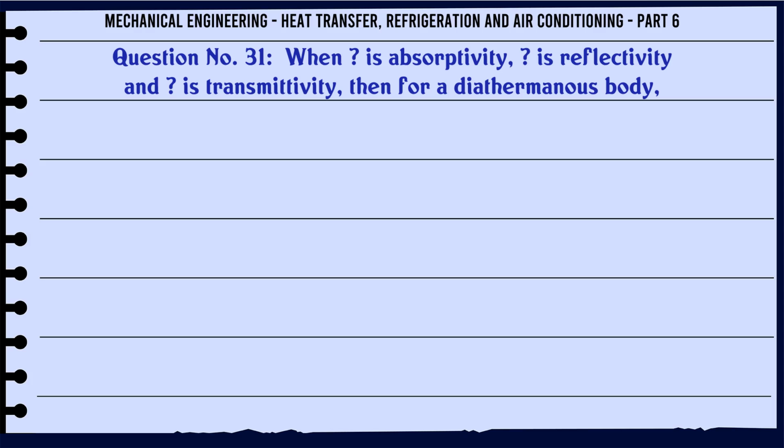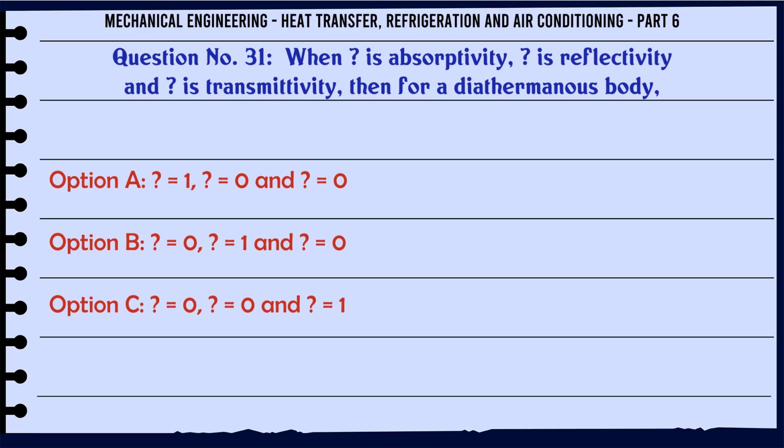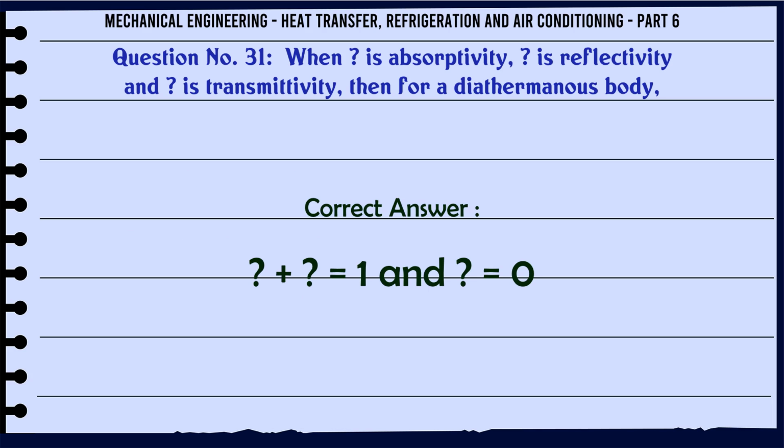When absorptivity is α, reflectivity is ρ and transmittivity is τ, then for a diathermanous body: A. 1, 0 and 0. B. 0, 1 and 0. C. 0, 0 and 1. D. 1 and 0. The correct answer is 1 and 0.